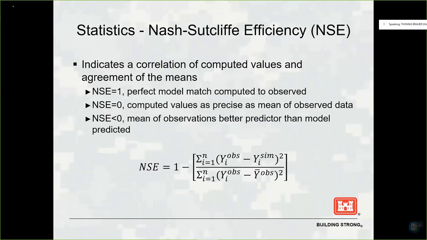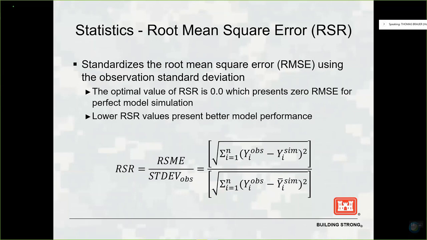So that's really getting into pretty bad territory. Your model is not as good as just taking the mean of all of the observed data and projecting that forward. And then less than 0, we're getting really bad. So the mean is a better predictor than the model.